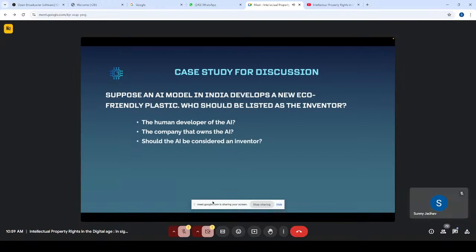Probably you all can discuss among yourselves, peers, or even faculty members. Take this as an example: suppose an AI model in India develops a new eco-friendly plastic. It has tremendous advantages. Who should be listed as the inventors? The human developer of the AI, the company that developed the AI, or should the AI be considered as an inventor?